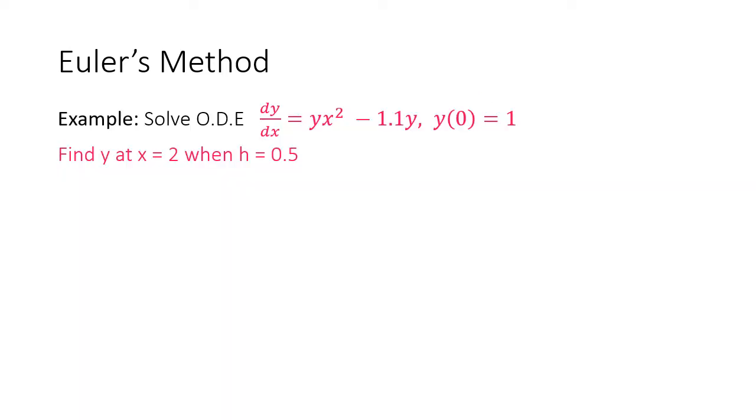Let us solve an example on Euler's method. In this example, we want to solve this differential equation dy by dx equals y x square minus 1.1y. So the right hand side of this differential equation is the function f, and this function contains two variables x and y.